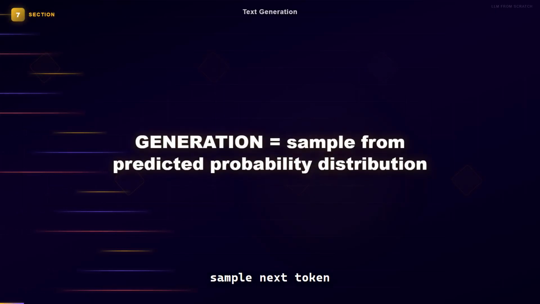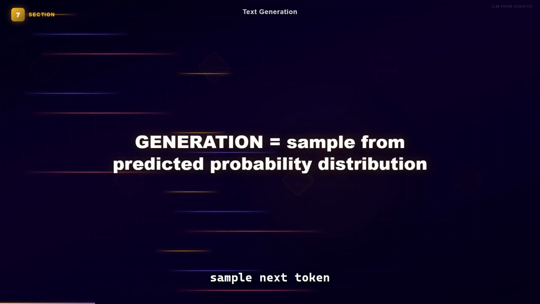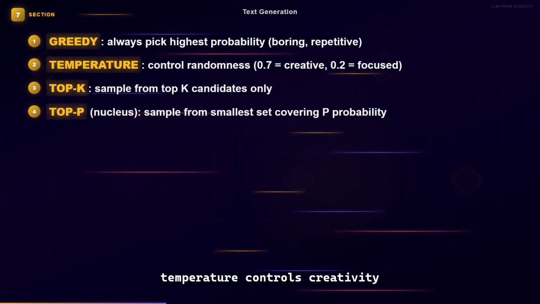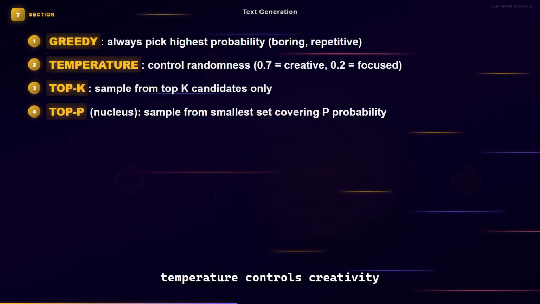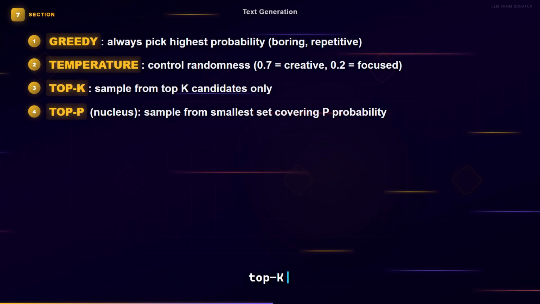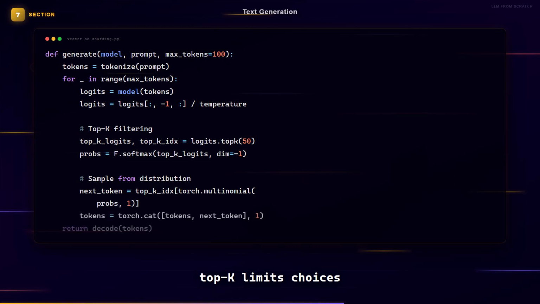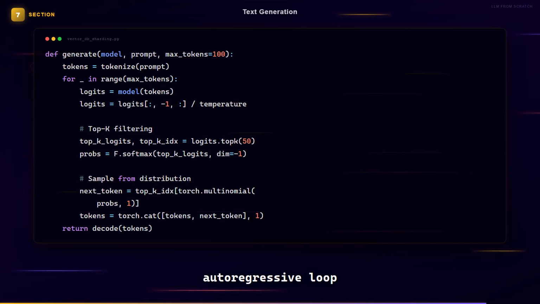Section 7. Text generation. Once trained, we generate text by feeding a prompt and sampling from the predicted probability distribution. Greedy decoding always picks the top choice but is boring and repetitive. Temperature controls randomness. Top K limits sampling to the top K candidates. Top P, or nucleus sampling, is even smarter. It samples from the smallest set of tokens that covers a cumulative probability. This is how ChatGPT generates diverse responses.